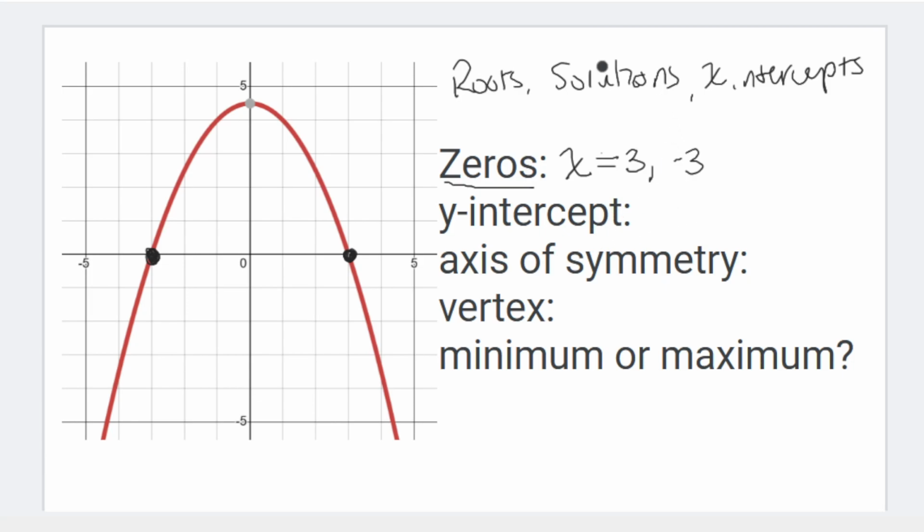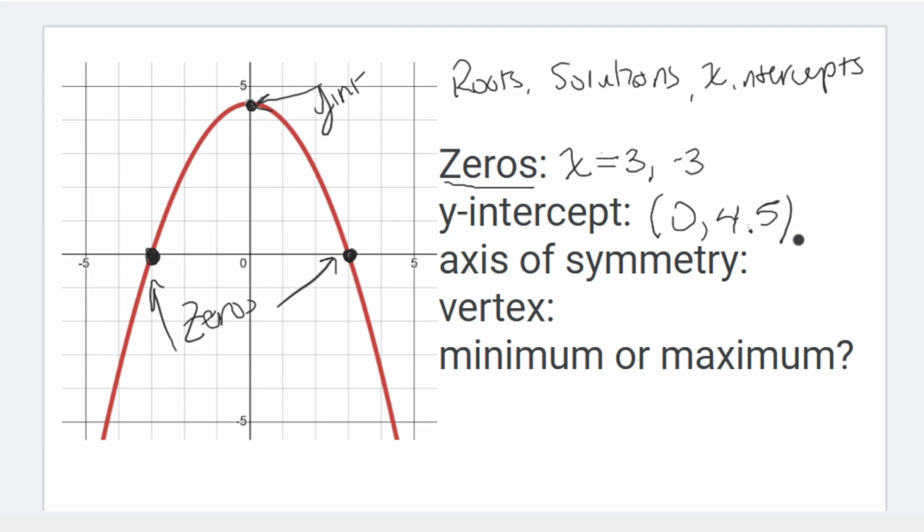The y-intercept, however, is where the graph crosses the y-axis. So this is your y-intercept. These were zeros. I'm going to put that on here. The y-intercept is always an ordered pair. It's usually (0, a number). Here, it looks like that intercept is at about 4.5. So (0, 4.5).